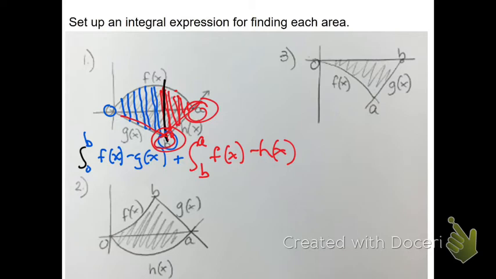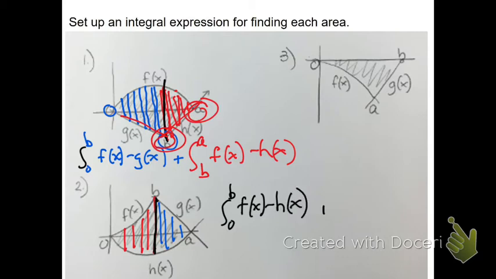Go ahead and set up your integral. Hopefully you understand the point of this one better. Hit pause. Okay, how'd you do? We're going to integrate from 0 to B. The red region is f of x minus h of x. And then starting from B, going to A, the blue region is g of x minus h of x.